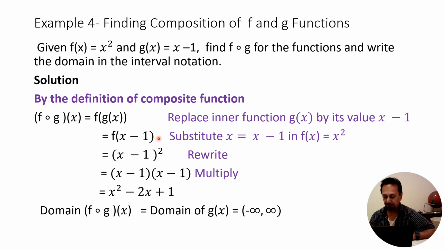Now we're going to find f of x minus 1 by substituting x minus 1 for the x in the function x squared. So we're going to change x to x minus 1 and keep the power 2. So we have x minus 1 squared. And we just multiply. So you multiply, you should get x squared minus 2x plus 1. So now we're going to write the domain of this one, the composition of f and g. And so they're all basically polynomials. So it's the same as the domain of g of x, which is minus infinity to infinity.